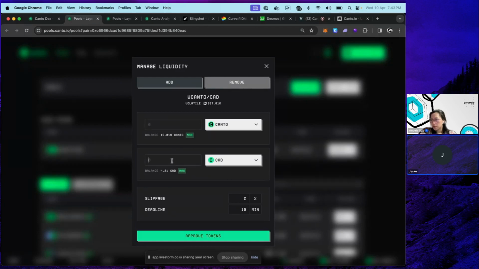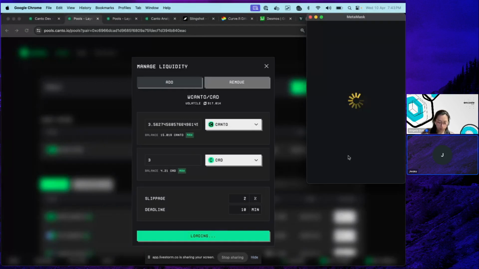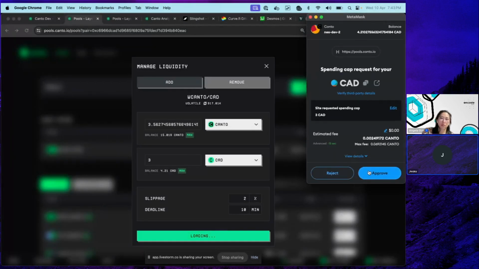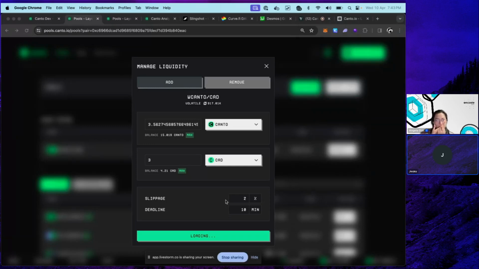Here I can try putting in 3 tokens of Cadence and 3.5 tokens of Canto. The liquidity needs to go in the same ratio as per any other Uniswap V2 fork. All we have to do is approve these tokens and press confirm transaction to add liquidity to these pools, right? If the pool does not already exist, anyone can come and create a new pool on the spot, and all they have to do is provide the contract address of the ERC20 token that they're trying to use, and the other token which they're trying to use.